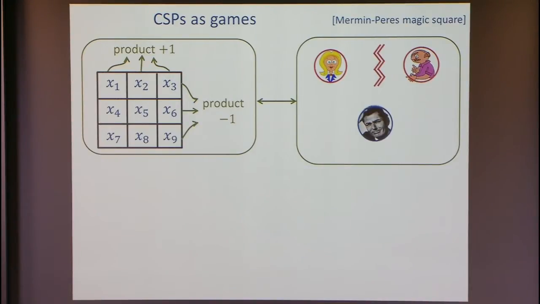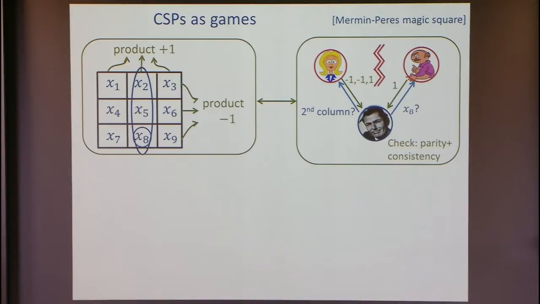So here's the game. The referee picks one of the 6 constraints uniformly at random, and he asks Alice about it. So for instance, the second column. And then he picks one of the 3 variables that appears in that constraint and asks Bob about it. Then the players have to reply with assignments to the values of the variables they were asked about. Alice, the 3 variables, Bob, the 1 variable, such that Alice's answers satisfy the constraint.